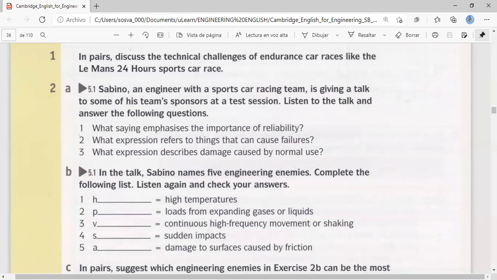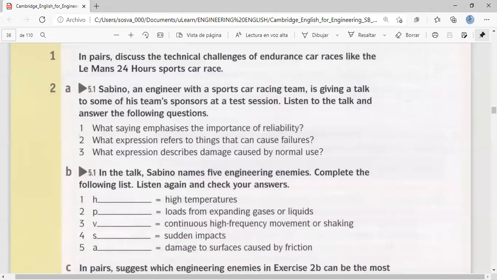So the sponsors are looking at the car in a test session. I mean, they're looking if the car is in a good work condition, optimal conditions and stuff like that. And Sabino is talking with them about some issues. Could you please read the three questions?